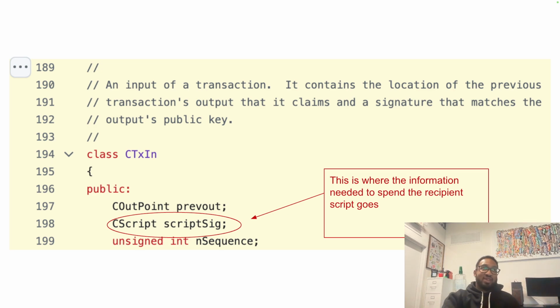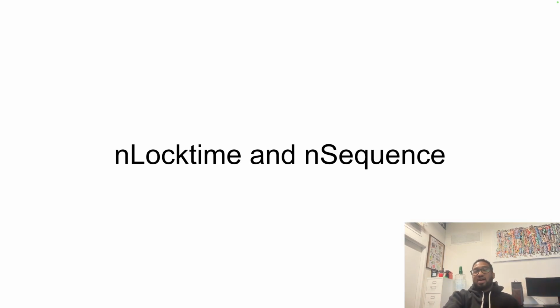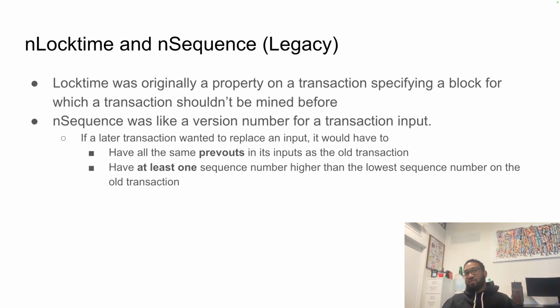We like consistency. Then we have lock time and sequence, and these had interesting qualities in the original Bitcoin source code. The lock time was originally a property on a transaction specifying a block before which the transaction shouldn't be mined. So if you had a lock time, you wouldn't get your transaction relayed or mined, essentially. That's what lock time was used for in this original Bitcoin implementation. All this was overhauled, and I'll go over that. But sequence was like a version number for a transaction input.